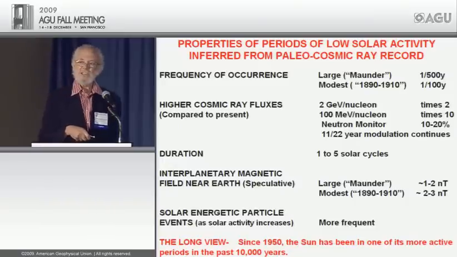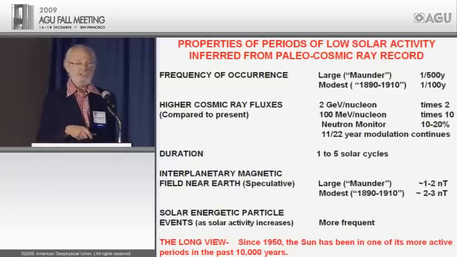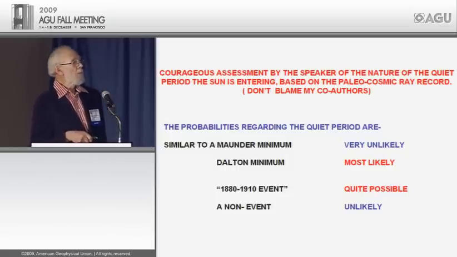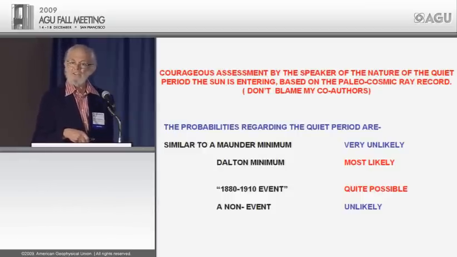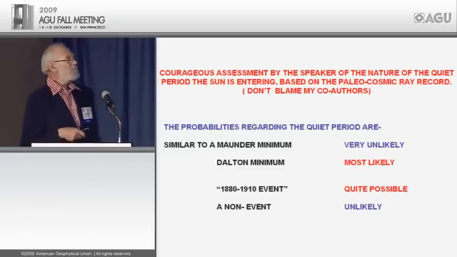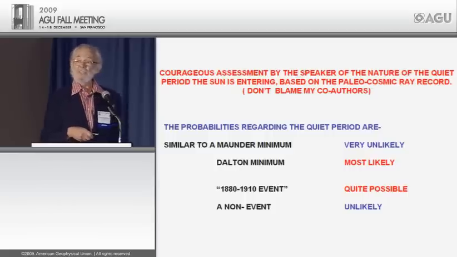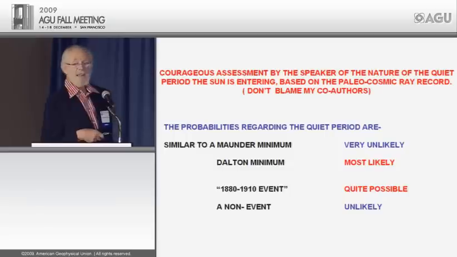But finally, and I stress that my co-authors should not be blamed for the next slide. This is me and me only saying, if I look at the data, if I look at the paleocosmic ray records, what do I say is about to happen? So there's the prediction through looking at the paleocosmic ray record. A Maunder minimum is most unlikely because of the Halstatt periodicity that I mentioned. The Dalton minimum is my bet because what I didn't point out was that there's a periodicity in the records. There's a very clear and quite fixed 208-year periodicity, the De Vries cycle. And this, to me, we're just about 208 years from the Dalton. An event like 1900 is possible, and a non-event is, by my counting, not likely.